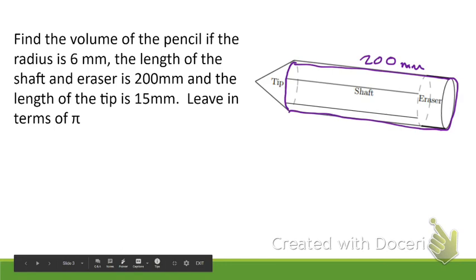Okay, and the radius is 6 millimeters. And then the length of the actual tip of the pencil, which is the part where you write, is 15. Okay, so that length is 15. Go ahead and find the volume of this entire pencil and then leave it in terms of pi. Essentially you're finding the volume of a cone, and then you're finding the volume of a cylinder. Okay, so pause the video at this point and attempt this, come back and check your answers.